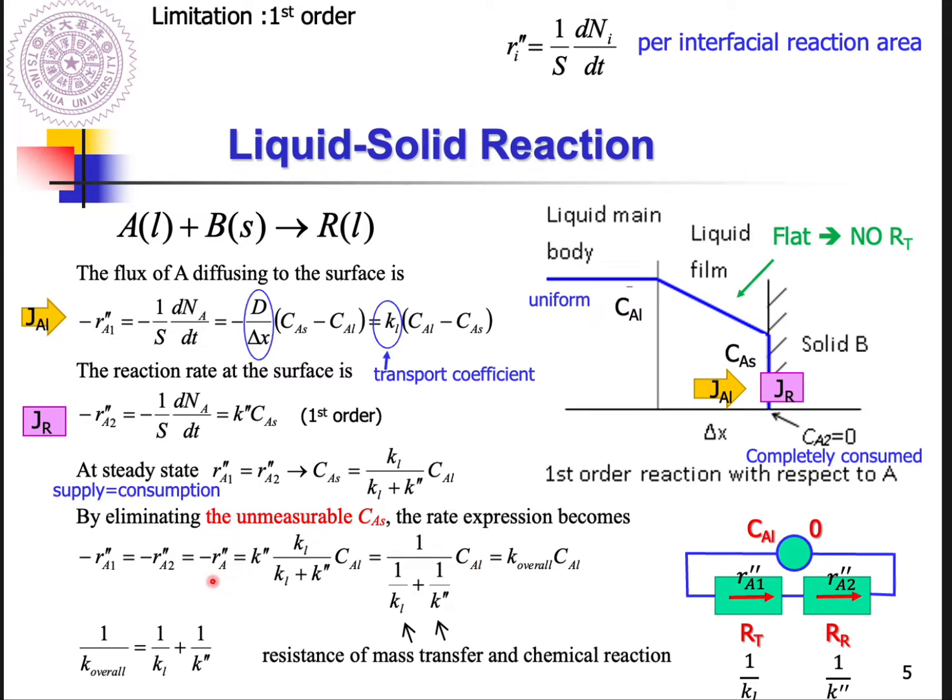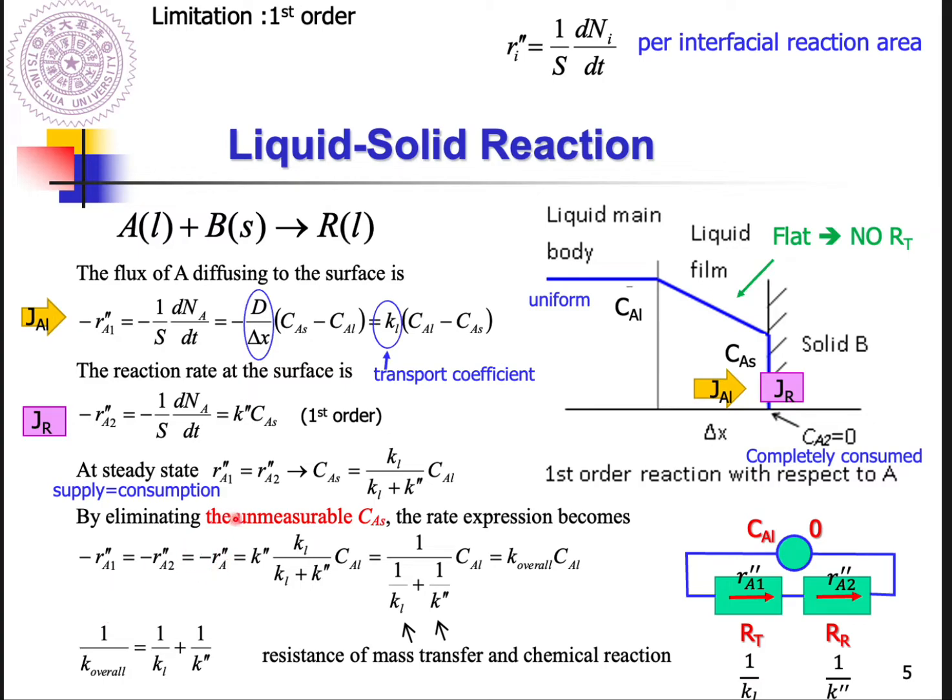And what we have here is a flux, right? The flux of consumption rate of reactant A per interfacial area. So you can consider this as V equals I R, where R is the total resistance and V is the driving force. Here, the driving force you can consider as the concentration gradient, CAL or the concentration difference, so CAL minus 0.